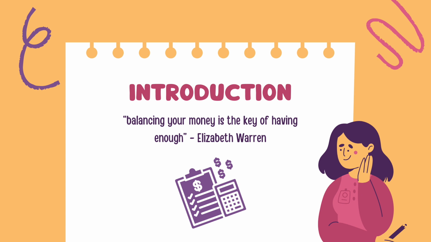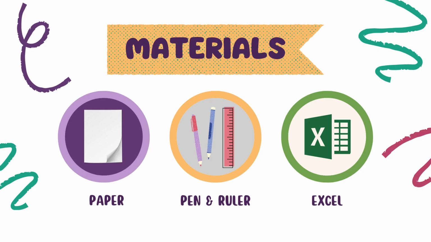A budget helps you get closer to financial stability, to pay bills on time, build an emergency fund, and save for major expenses such as a car or home. To make your budget, you'll need pen, paper, and a ruler, or a computer with Excel installed on it.